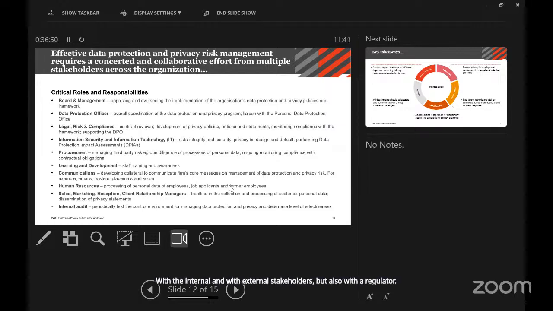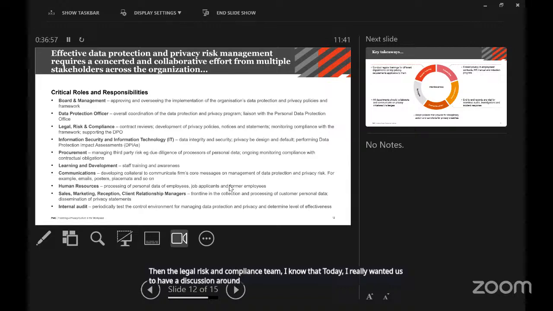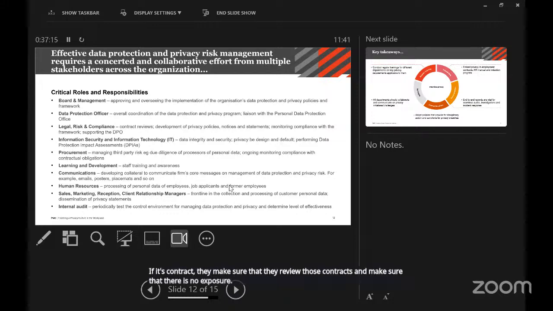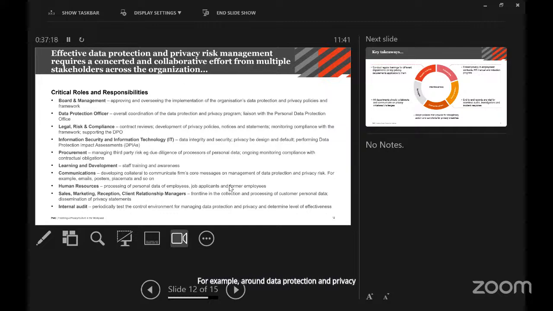Then the legal risk and compliance team. I know that today I really wanted us to have a discussion around the softer side, but again, legal risk and compliance are charged with making sure that every document within the organization has an aspect to data protection. If it's contracts, they make sure that they review those contracts and make sure that there is no exposure. For example, around data protection and privacy, if you do not have controls within your contracts or policies and privacy notices, then there will be a breach and then you will not be able to recover.